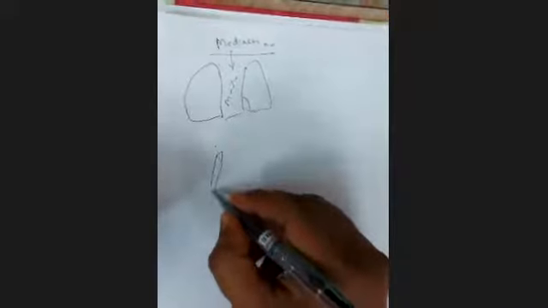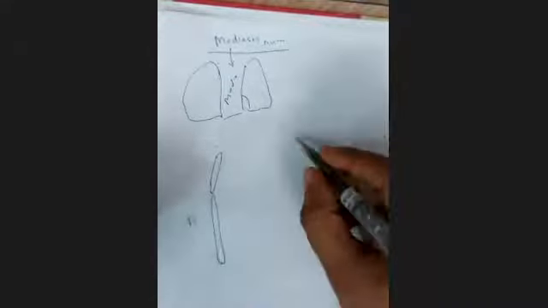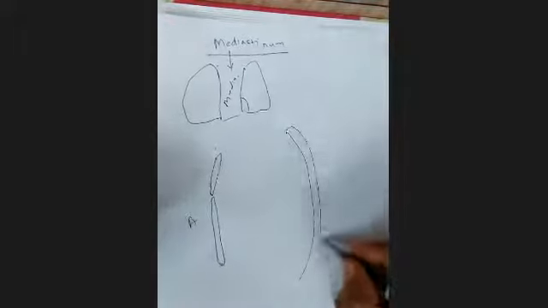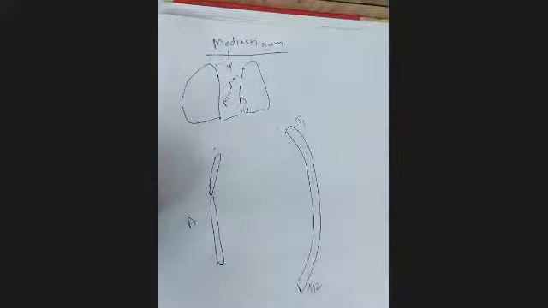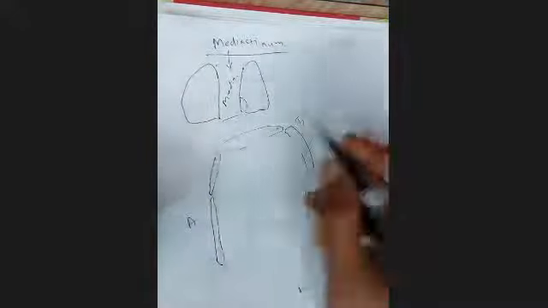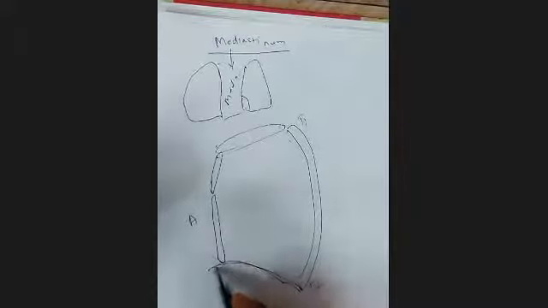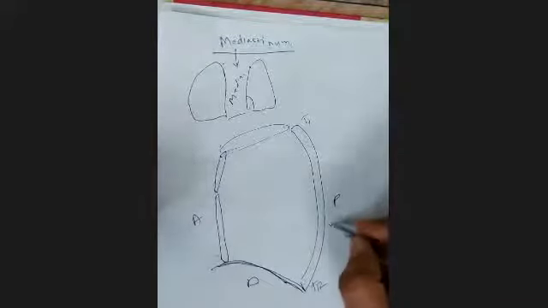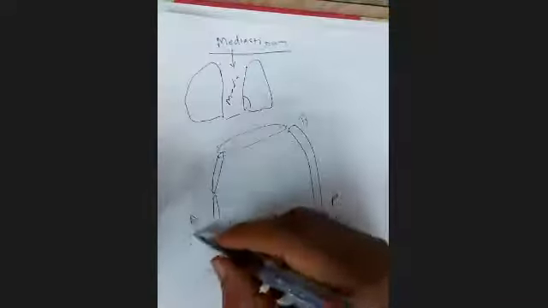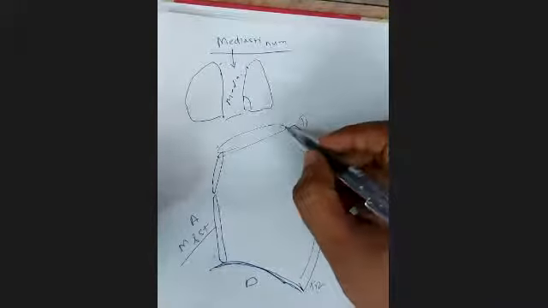Now this is the manubrium. This is the sternum. Anteriorly, they form the boundaries. Posteriorly is the vertebral column ranging from T1 to T12. This is the superior aperture of the thorax, superiorly, and inferiorly is the diaphragm. So posteriorly is the vertebral column. Anteriorly is manubrium and sternum. Superiorly is the superior aperture.